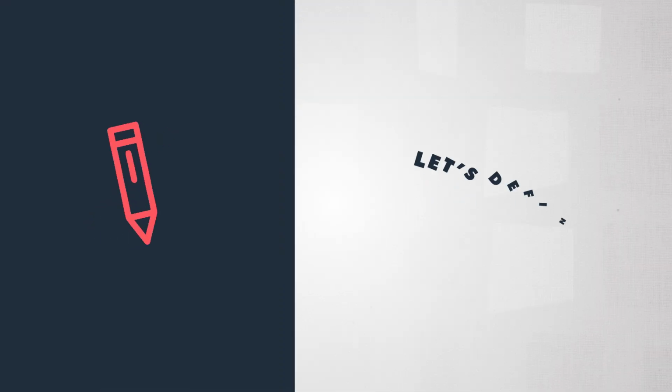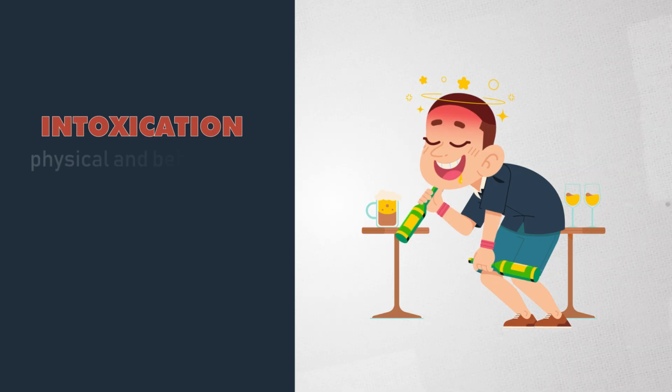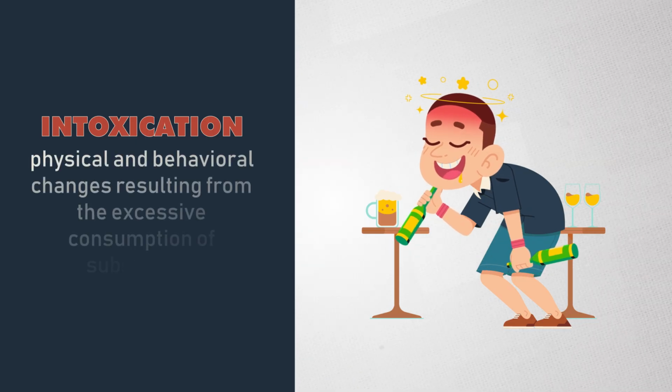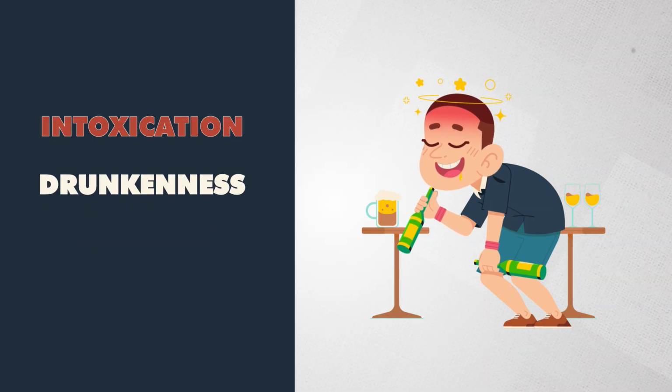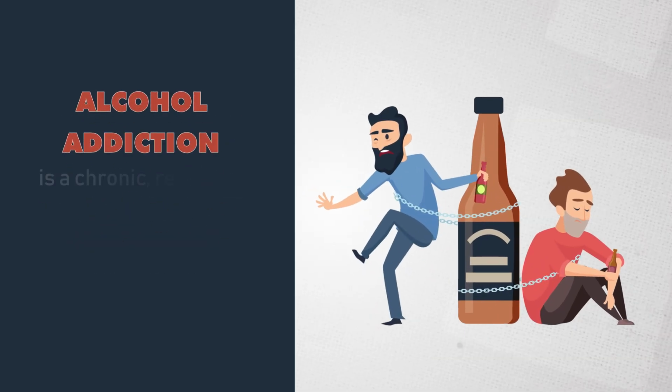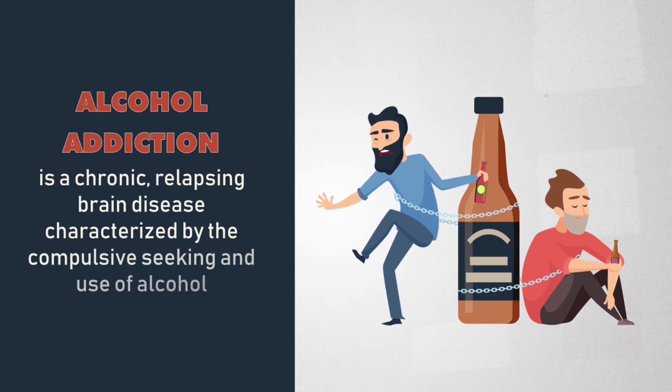First things first, let's define important terminologies. Intoxication is referring to the physical and behavioral changes resulting from the excessive consumption of substances like alcohol, which is known as drunkenness. Alcohol addiction, also known as alcohol use disorder, or AUD, or alcoholism, is a chronic relapsing brain disease characterized by the compulsive seeking and use of alcohol, despite its harmful consequences that go along with it.